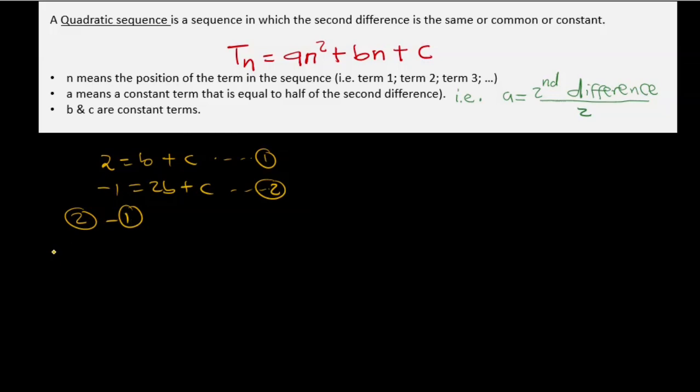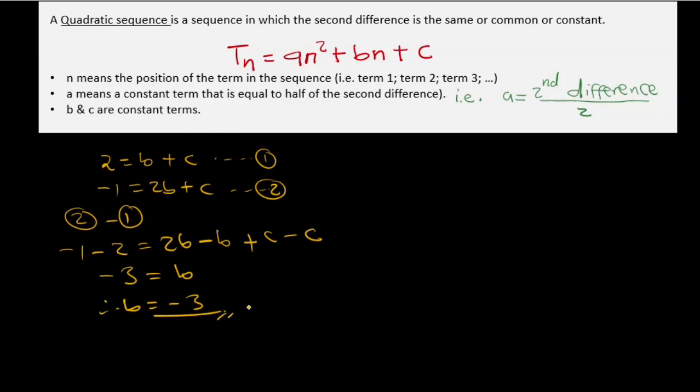Equation 2, equation 1, sorry. And then equation 2 minus equation 1. This simplified, minus 3. There's 2b minus b, this is b. C minus c, 0. Therefore, b equals minus 3. I can call this equation 3.